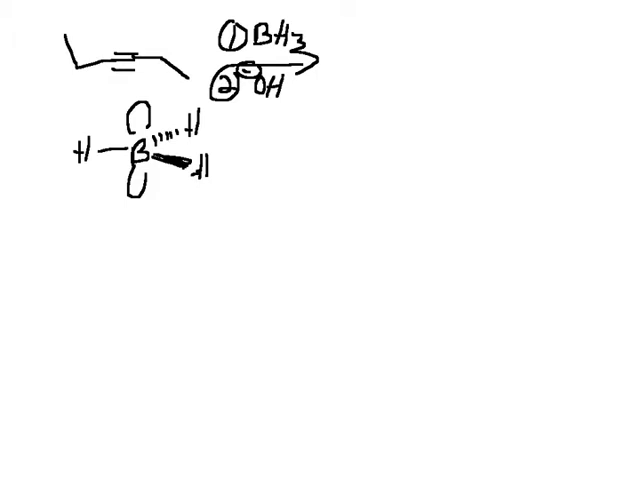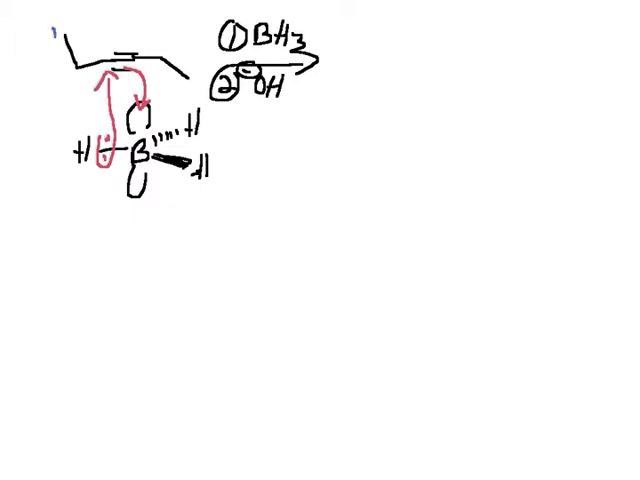Classic question: what's my nucleophile? What's my electrophile? The pi bond is a nucleophile, so it attacks the empty p orbital of BH3. At the same time, this hydrogen attacks the other carbon of the alkyne.